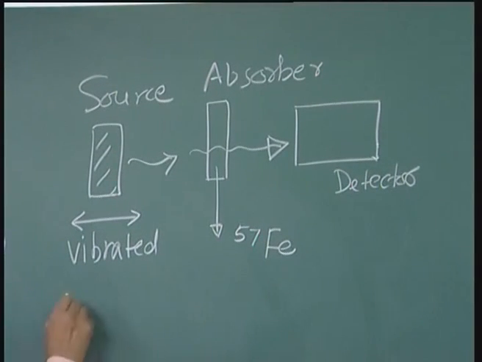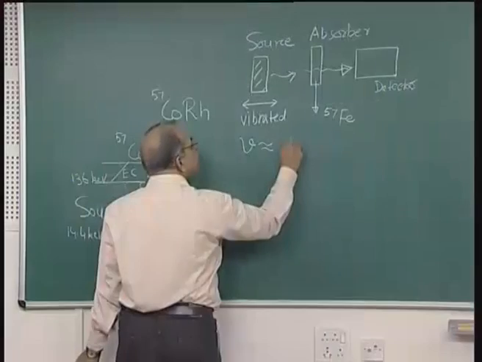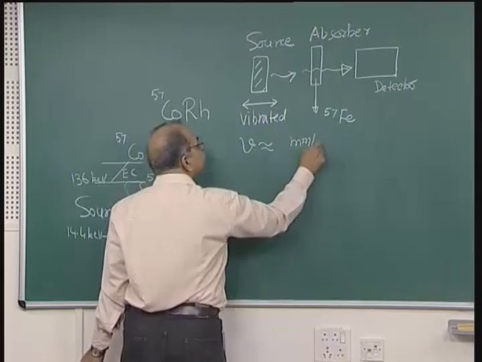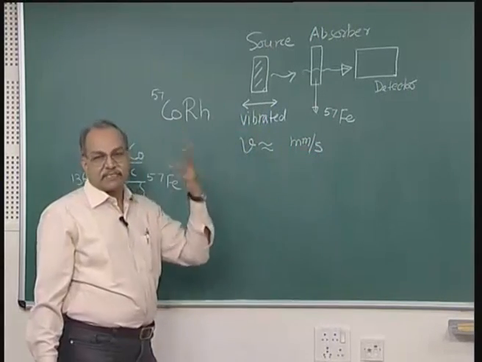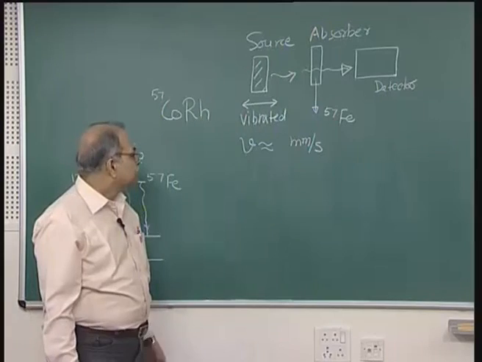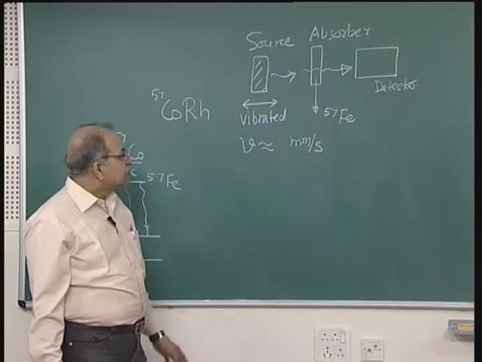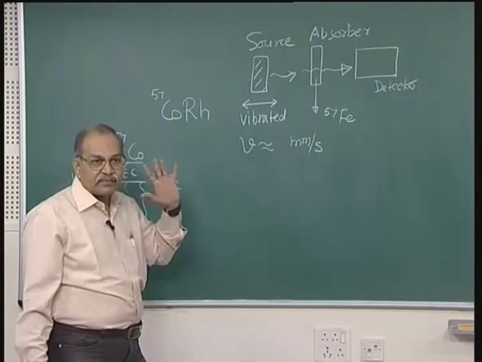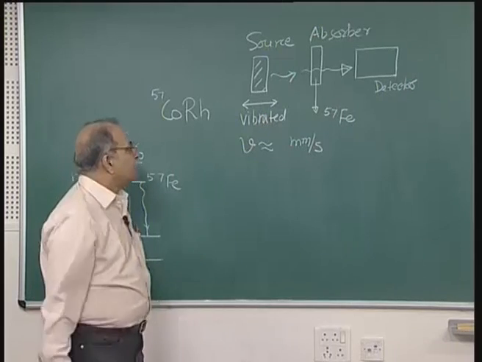So, some kind of an oscillatory motion. The maximum velocity generally is a few millimeters per second, 10 millimeters per second or so, in case of iron, a few millimeters per second. So, this is the arrangement. So, how does it work?